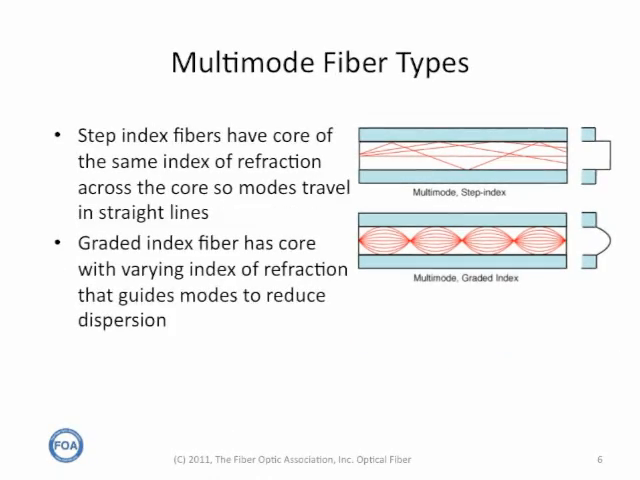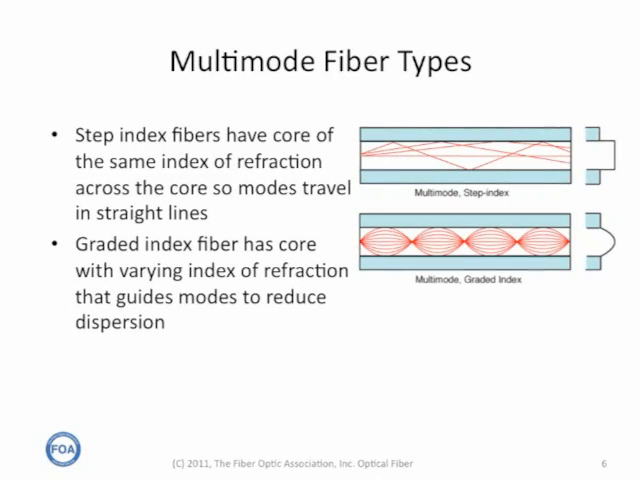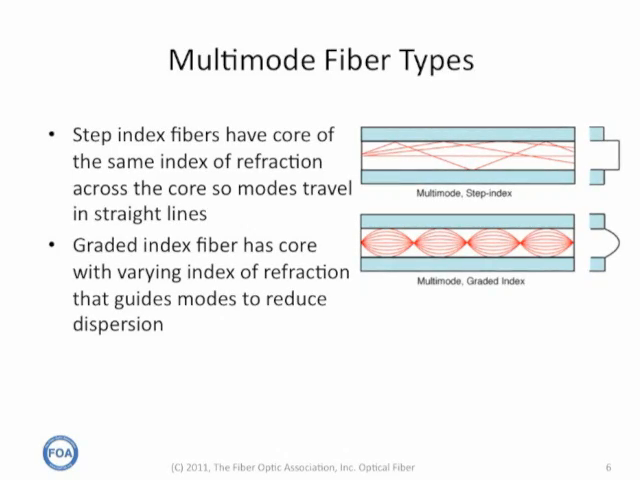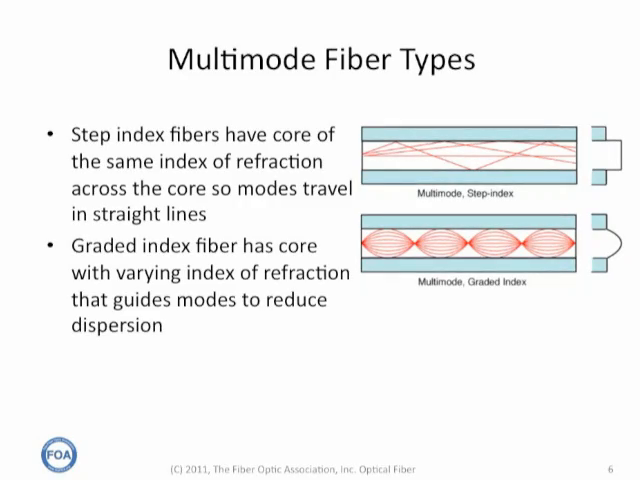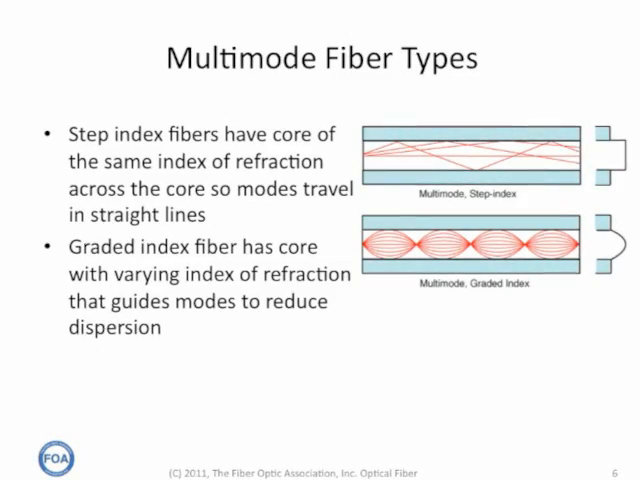Multimode fiber comes in two types. Step index has a core that's all the same material, so the light or the modes travel in straight lines, basically bouncing from one side of the core to the other. Graded index fiber has a core with varying index of refraction that guides the modes. The light that's traveling in the outside of the core is in a lower index of refraction material and actually travels faster. So it tries to keep all the modes in synchronization throughout the entire fiber.